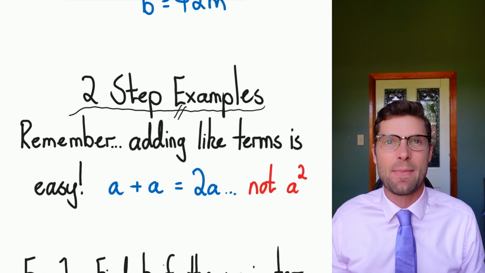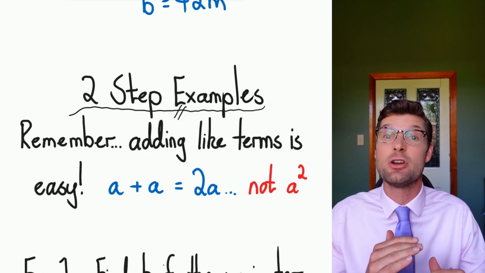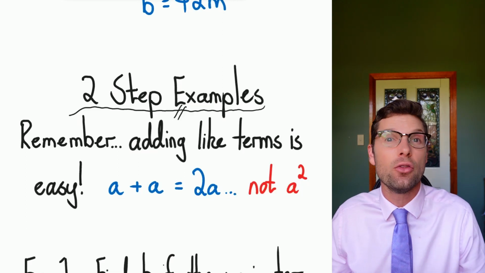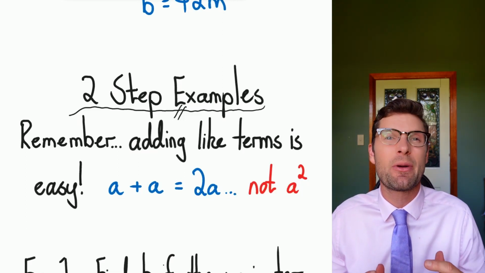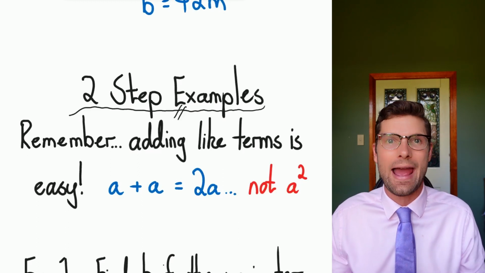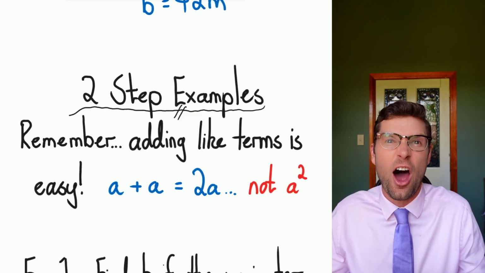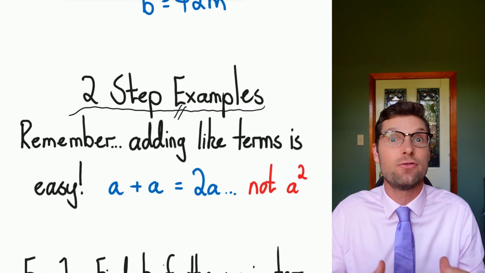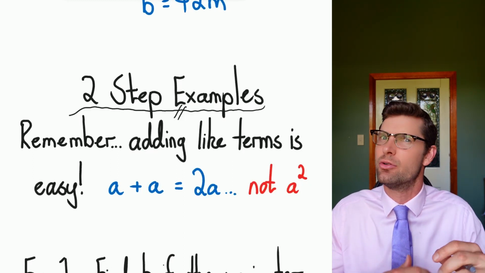The maths is not that much harder, but we do have to remember to go slow and do multiple steps in our working out. The only pro tip that we really need for this is when we add like terms, so a plus a, we get 2a, not a squared. I always think about it like apples. If you have one apple plus another apple, you then have two apples, not one apple squared.